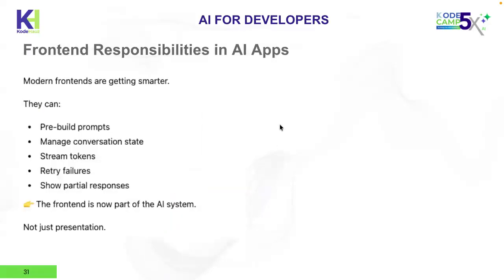Yeah, for front end, modern front end should be smarter. You can pre-build prompts. You can manage conversation state. Like we said, the state of the conversation, the session memory, basically, right? You can stream tokens, so you can stream from the backend. You can retry failures. You can show partial responses. So for front end developers, front end is now part of the AI system, right? It's kind of separated, the front end of the AI system and the back end of the AI system. So the front end is now part of the AI system and has all of these things.